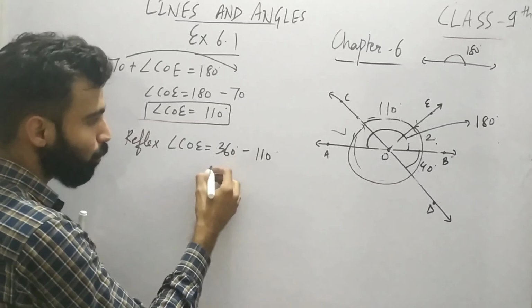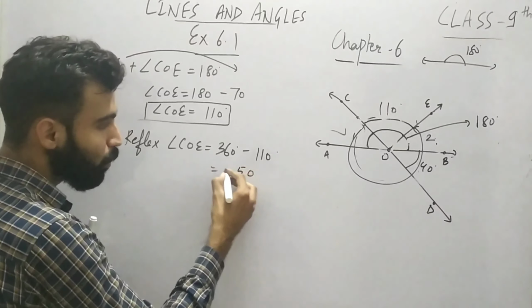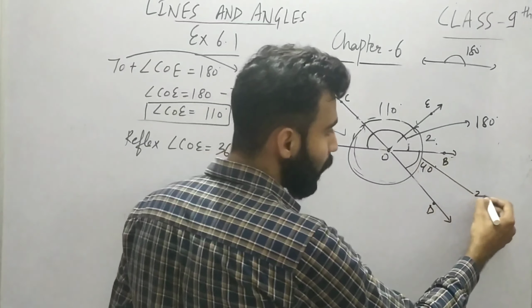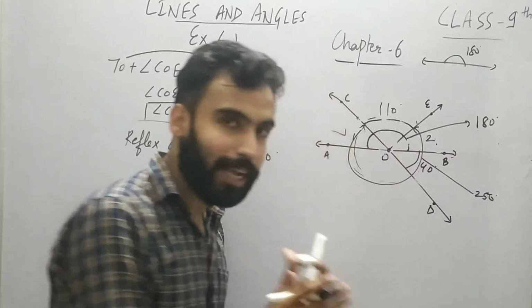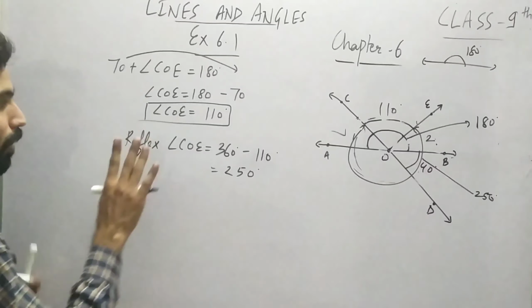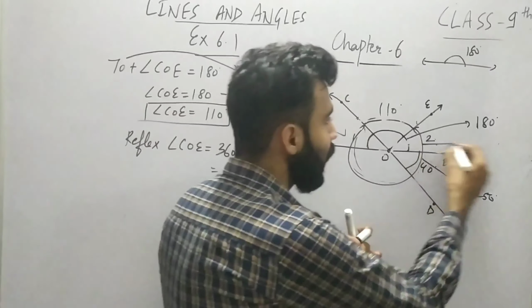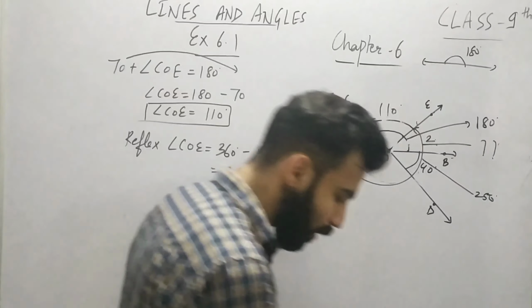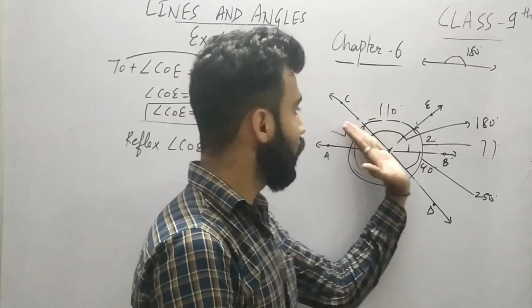So 360 minus 110 will get you 250 degrees. That means this portion which I have marked here will be 250 degrees. That means reflex angle COE. Right, now the remaining was, we have to find out the angle BOE, right? So if I just show you how to find the angle BOE, this is a straight line.